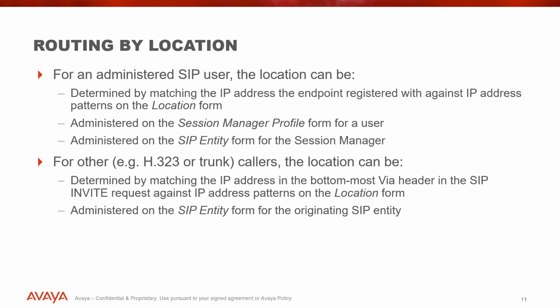Otherwise, it's going to be the location that's administered on the SIP entity form for the SIP entity that the invite request came from. So the distinction here is, if you're talking about an H323 phone, for example, registered with a CM, that CM can serve multiple locations, and H323 phones can register from multiple locations. Session manager doesn't necessarily know where that phone is. It knows the location of the CM, but it doesn't know the location of the phone. So it tries to determine the location of the phone by looking at the bottommost via header. If it can't do it that way, then it's just going to use the location of the CM. We could probably talk for a whole hour about location determination, but those are the high points.